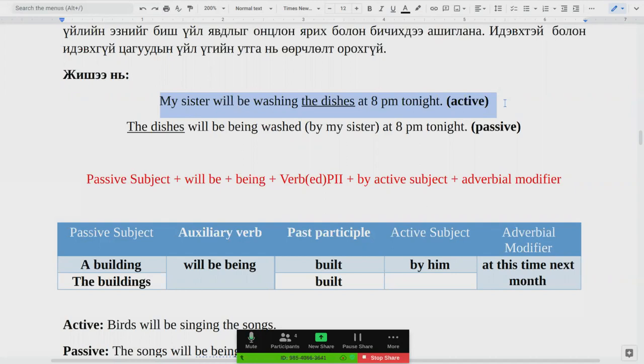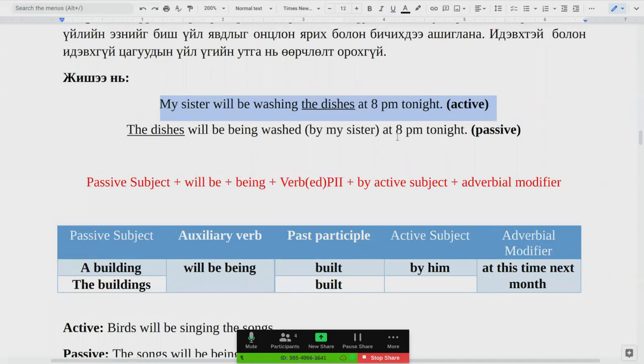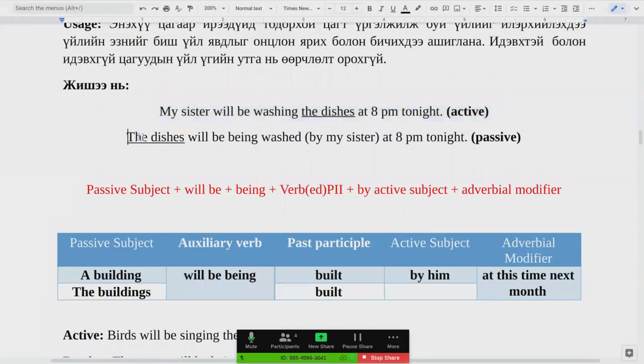And the second one is the future continuous passive, and the object should be in front of the sentence, the dishes, and will be being. There are three auxiliary verbs that can help you to make up the passive future continuous: will be being and the main verb wash. As you can see, there is -ed at the end of this main verb, so that's why this one is a regular verb.